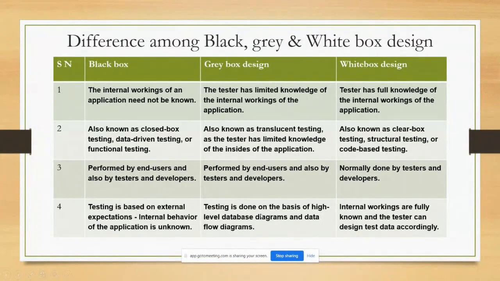Here testing is done on the basis of high-level database diagrams and data flow diagrams to depict the internal design or how it may work. There are some database diagrams or data flow diagrams to explain the workings. The internal workings are fully known and the tester can design test data accordingly. So in short, black box is the unexplored one, grey box is like half knowledge, where something is known and something is not known, and in white box everything is known, clear knowledge is there, and we can divide it into three.